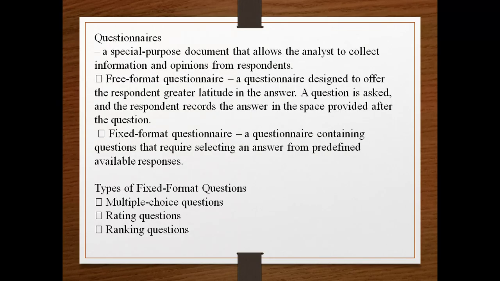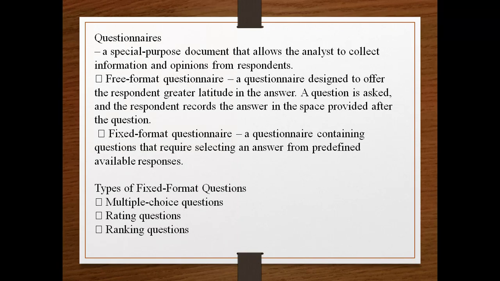Questionnaire. Now observation is one type of fact finding; the other type of fact finding is the questionnaire. It is a special purpose document that allows the analyst to collect information and opinions from the respondents. With a questionnaire, you float a certain set of questions and get the answers. On the basis of those answers, you analyze and then go ahead with your decisions.